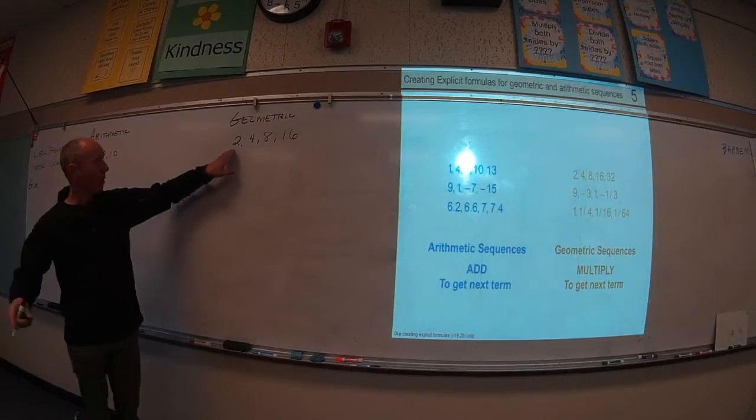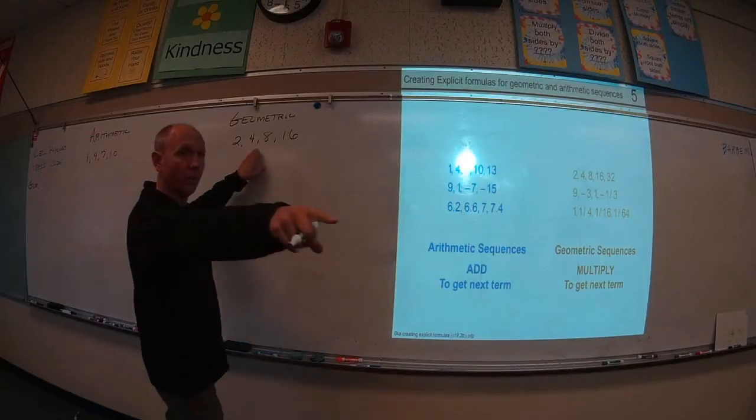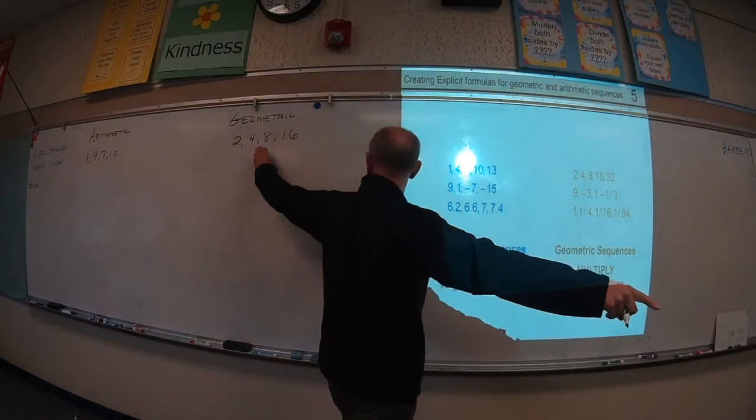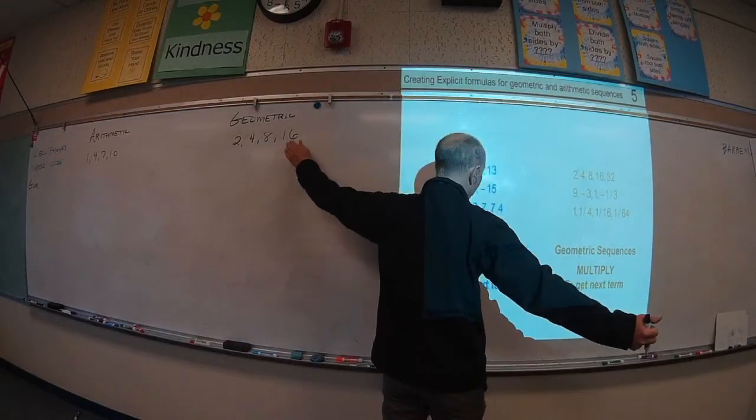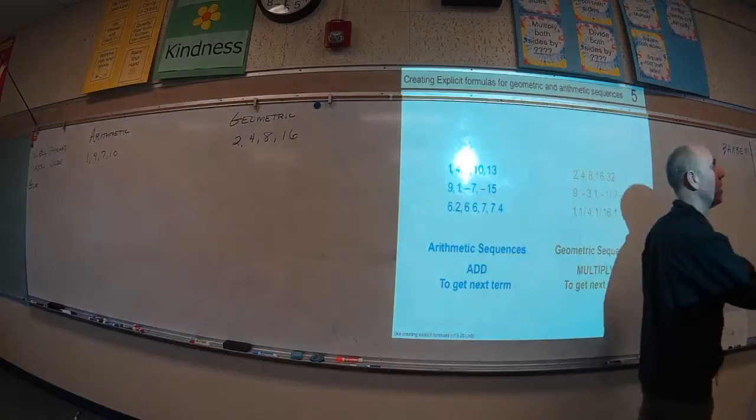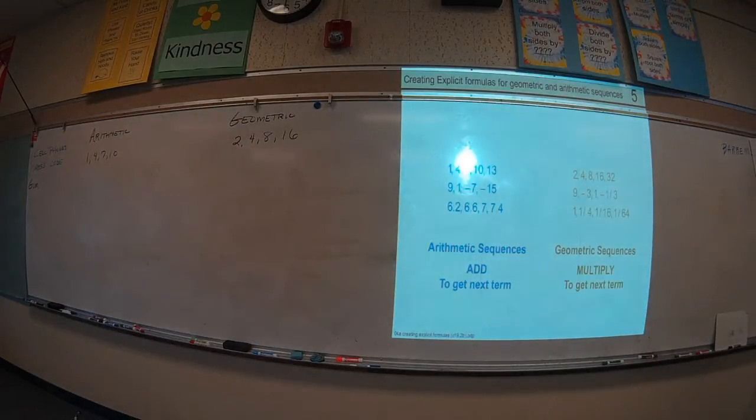I plug in a 1, out comes a 2. I plug in a 2, out comes a 4. I plug in a 3, out comes an 8. And I plug in a 4, out comes a 16, and I want to know, I plug in a 22, out comes whatever. I want to build a function for each of these.